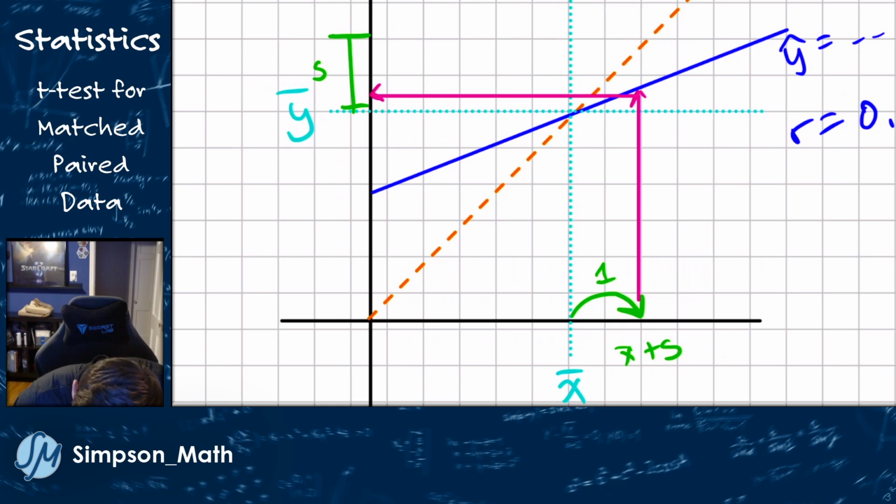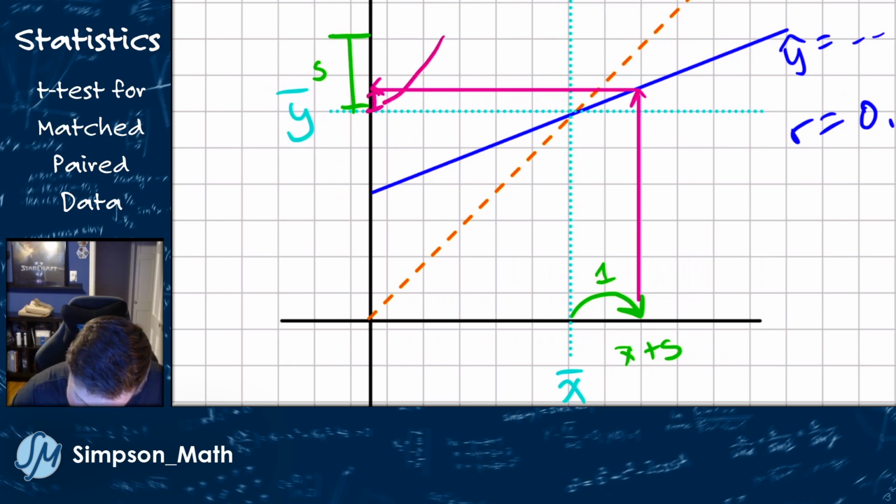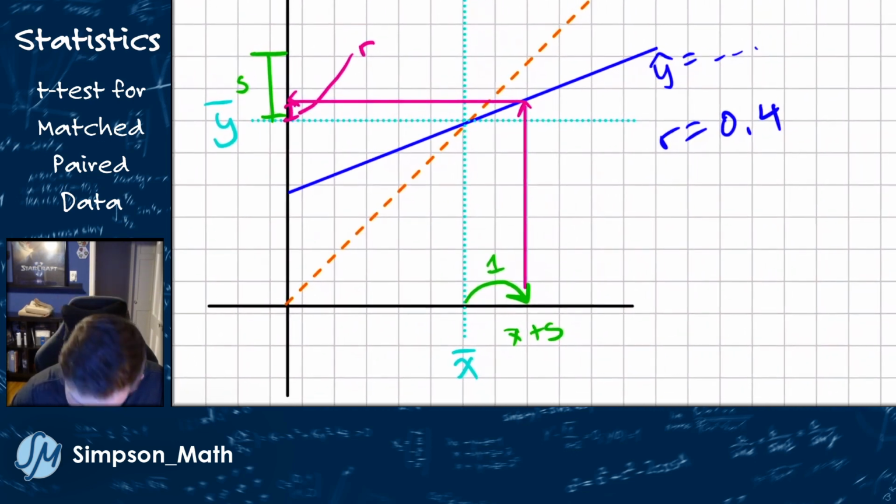Oh, that's a little short. This needs to be up just a hair. There we go. I'm pointing to this distance right here. Notice that that distance is about r, specifically, r times s.